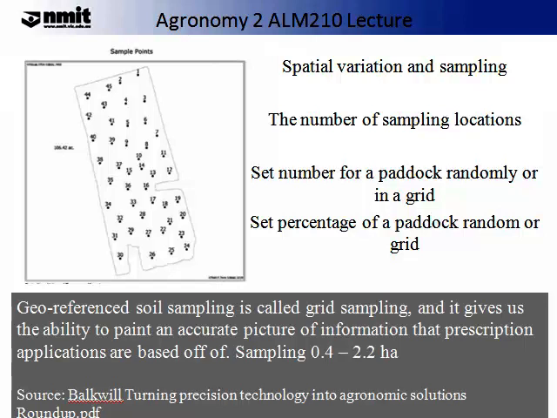The image on the slide is from Boll-Will Turning Precision Technology into Agronomic Solutions by Roundup. It is a georeferenced soil sampling via a grid method, and it gives the ability to paint an accurate picture of the information that precision applications are based off. The sampling distance in this diagram is between 0.4 and 2.2 hectares.